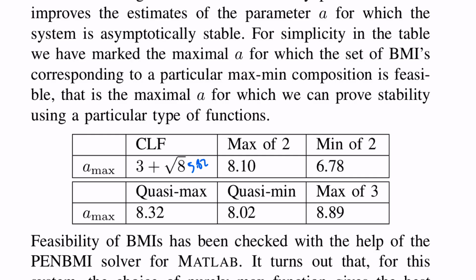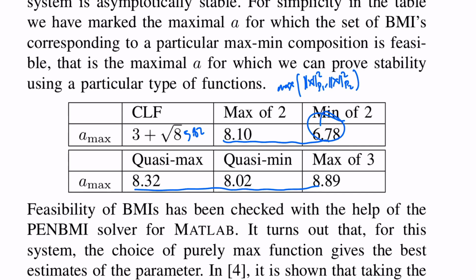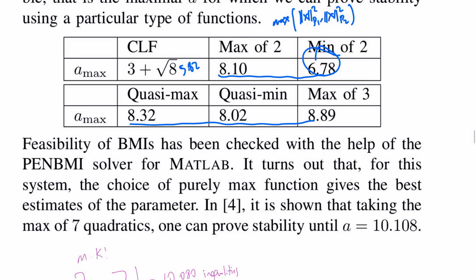Max of 2 is basically a max of P1 and P2. Min of 2, you can imagine what that is. Quasi-max, we discussed what that is. Quasi-max, quasi-min, max of 3. And you can see that the number is increasing. For min, it's not the case.